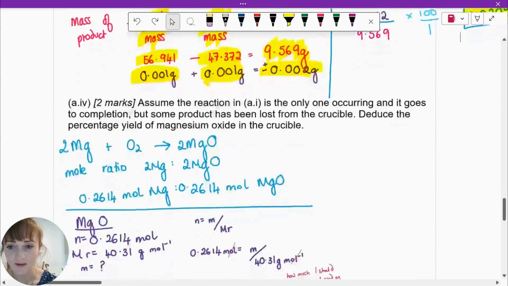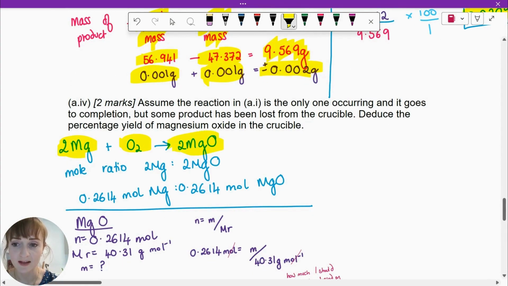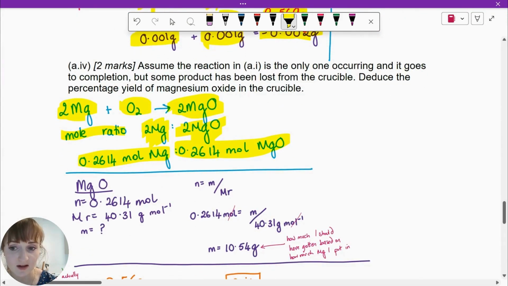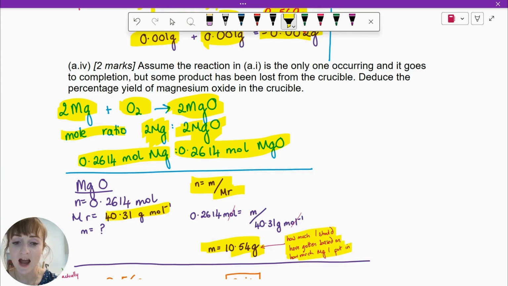So I know from the very first part of this question that for every 2 magnesiums, it'll react with 1 oxygen and produce 2 magnesium oxides. So I know for sure the mass of magnesium that I put in. And I know that it will react in a mole ratio with MgO in a 2:2 ratio, which means that if I put in 0.2614 moles of magnesium, I should get out that same number of moles of magnesium oxide. So if I know how many moles of magnesium oxide I should get out, then I can link that to the molar mass and use that to determine the mass overall, which turns out to be 10.54 grams.